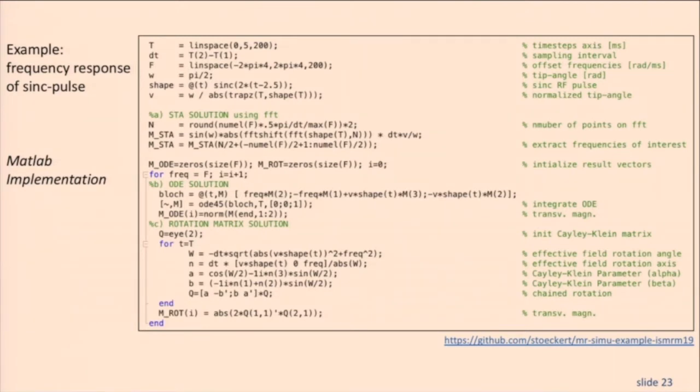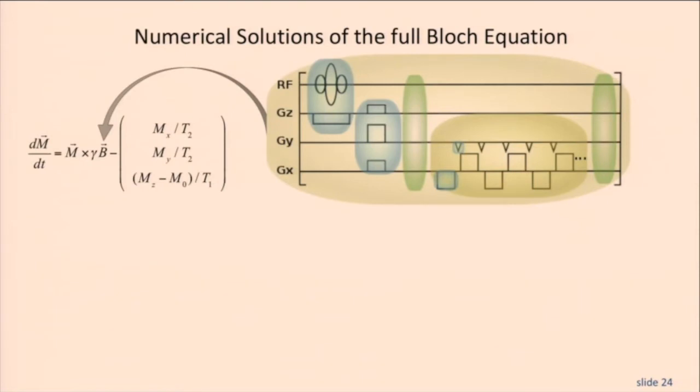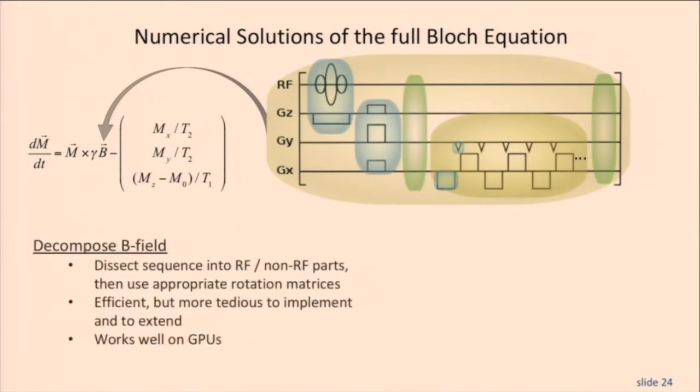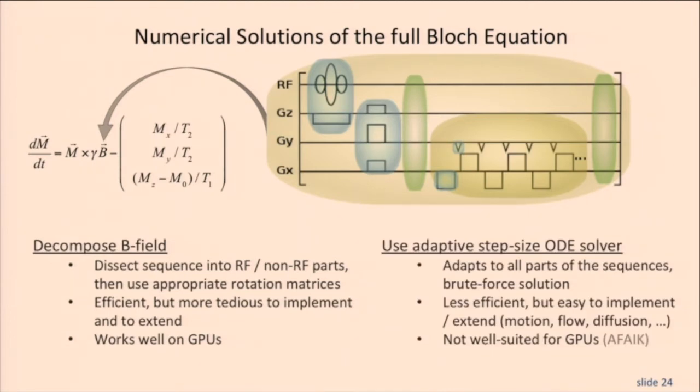So something like this is needed for a general purpose simulation of MRI, because things are, sorry, wrong direction, complicated in general. So when we now want to do a full simulation of an MRI sequence, this is, for example, an EPI sequence, we basically have two different approaches, the two I showed before: either decomposing the field and using rotation matrices, or using adaptive step size ODE solvers.